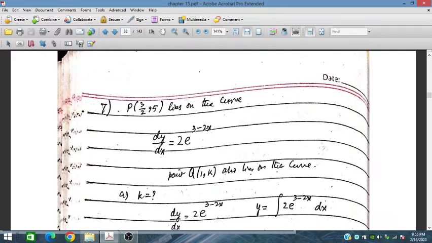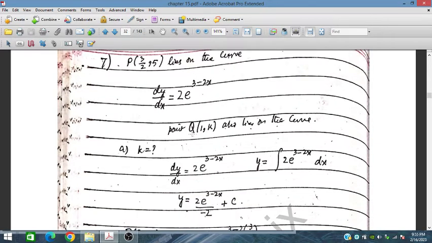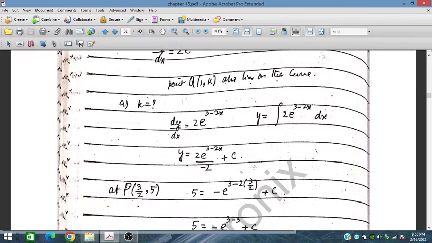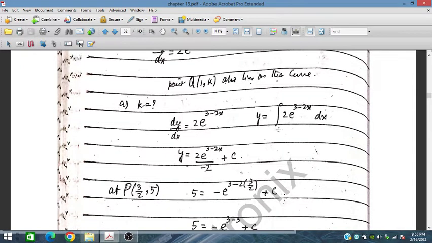So P is (3/2, 5), which lies on the curve. This is the gradient of the curve. The point Q (1, k) also lies on the curve, so k is what we have to find. So dy/dx is given as this, so y is obtained by integrating 2e^(3 - 2x) dx. So y is equal to 2 times e^(3 - 2x) in the numerator, and this minus 2 will appear in the denominator, plus c.